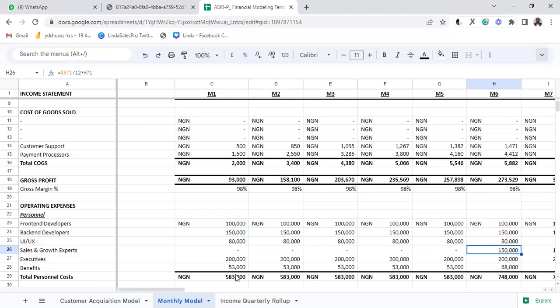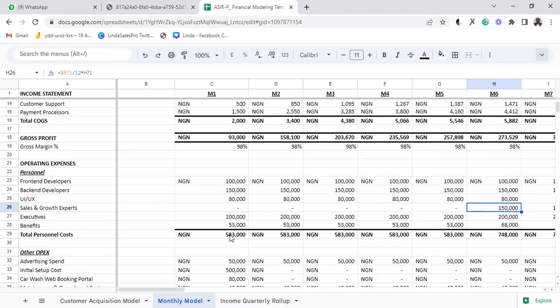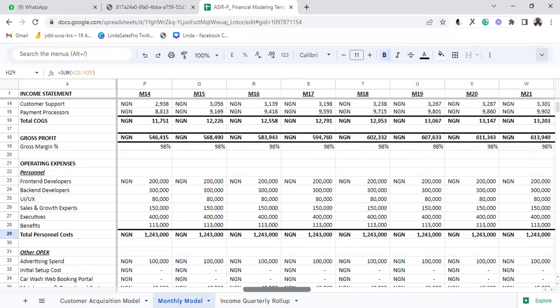So what it means is that in our first month, we are going to be spending 580,000 naira, 583,000 naira. So this is what we are spending. At this month, you see it increases. Also when you go to some months, we are paying 1.243 million because the number of people has increased.